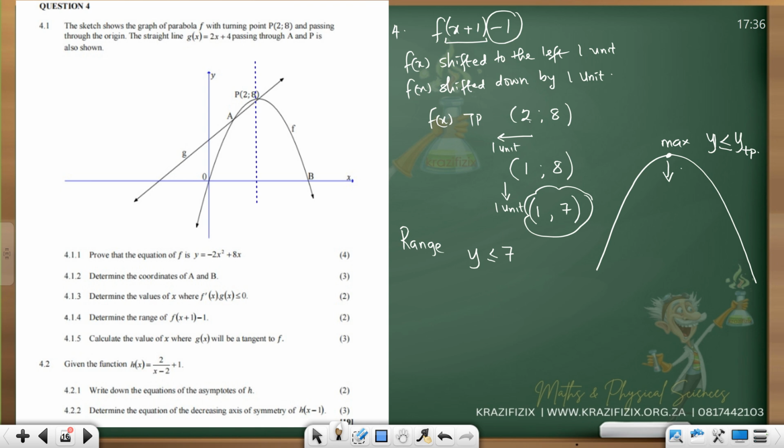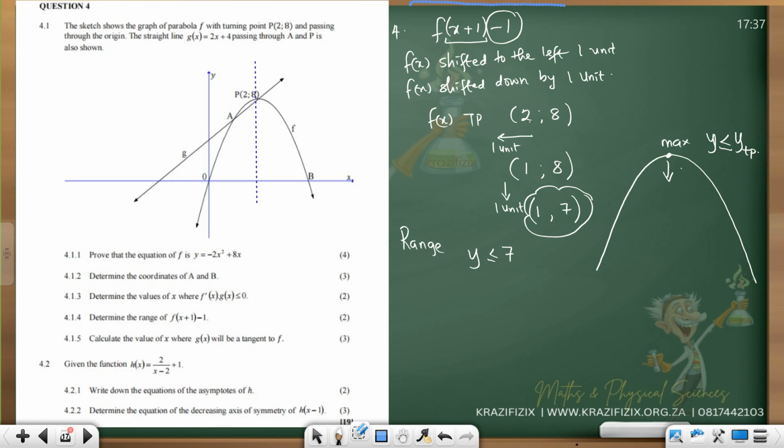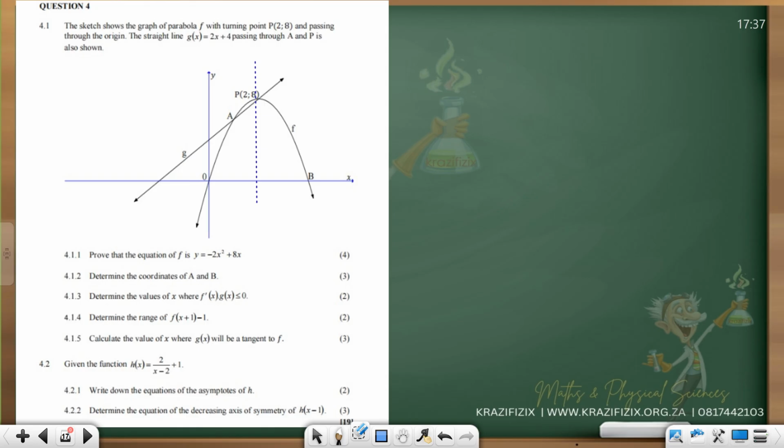Calculate the value of x where g of x will be a tangent. Lovely. I think we can do this in 2 ways. Let's quickly do that. 4.1.5, I'm thinking of 2 ways. Grade 11 and grade 12. And we'll try both quickly. 4.1.5. They said g of x is a tangent.